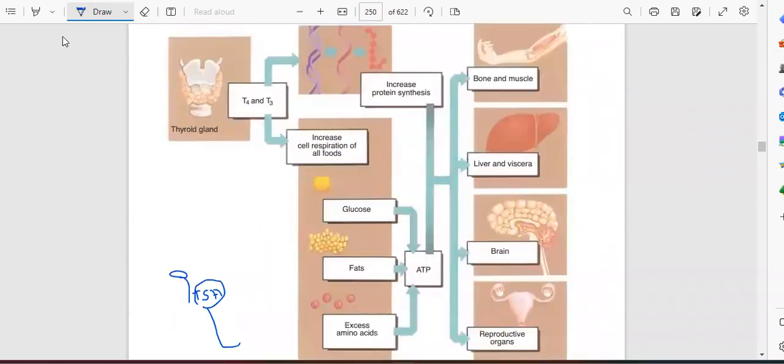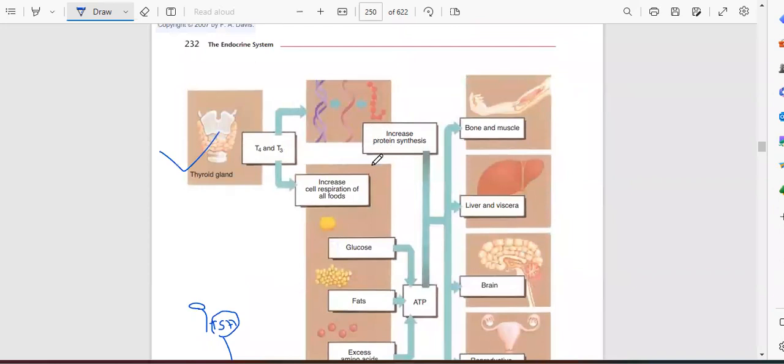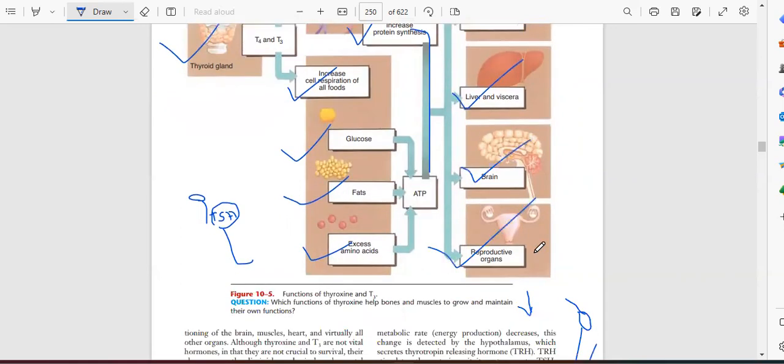So here we have the diagram. Diagrammatically it is representing the thyroid gland releasing T4 and T3 and increasing protein synthesis and cell respiration. So glucose, fats, and amino acids will all be converted into ATP. Increased protein synthesis also increases ATP. All this will work for bone and muscle development, liver metabolism, brain development, mental improvement, reproductive organs, hormonal balancing, and all those cycles which are happening in the reproductive organs.